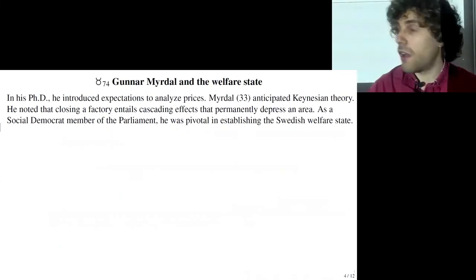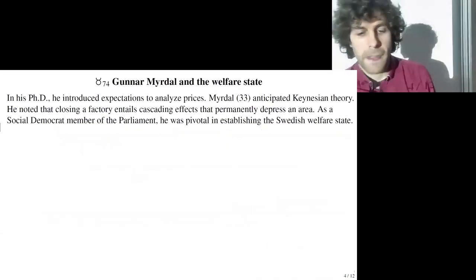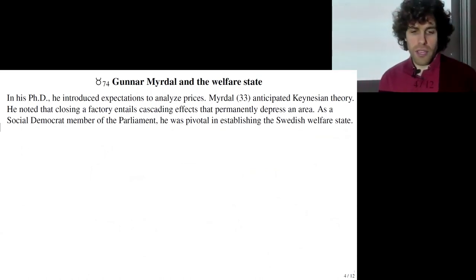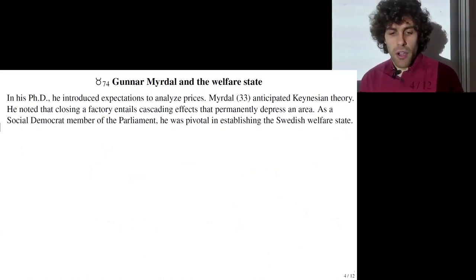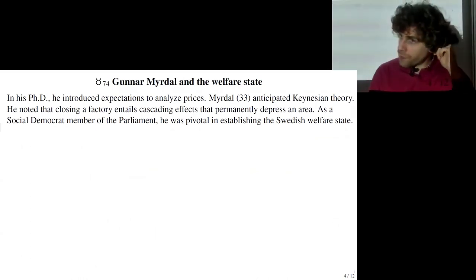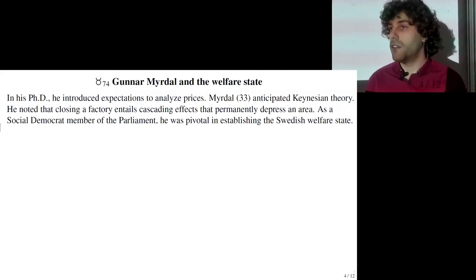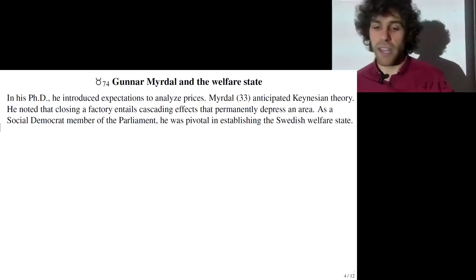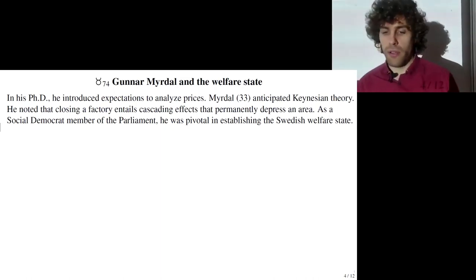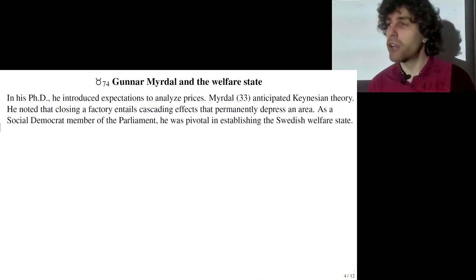Okay, let me talk about Gunnar Myrdal in the last 4 minutes. And we'll be done about institutions. So he's a Swedish economist who became famous because he introduced expectations in his PhD. In the 20s, he introduced the idea that expectations about the future were important in the way people take decisions, and so should be integrated in economic thinking and modeling. With the Swedish school, the Stockholm School, he developed a theory close to the Keynesian theories.